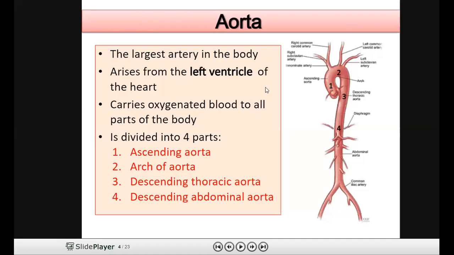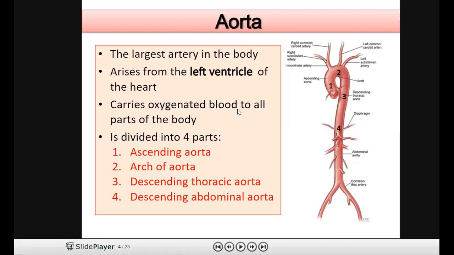So we're going to start with the aorta. In our previous class, we already discussed what the aorta is like, but today we will go into details to explain the parts of the aorta and the branches of each of these parts. So the aorta, as we said, is the largest artery in the body, and it arises from the left ventricle of the heart. The aorta carries oxygenated blood to all parts of the body, as we said in our previous lecture. But now I want you to pay attention to the parts of the aorta.